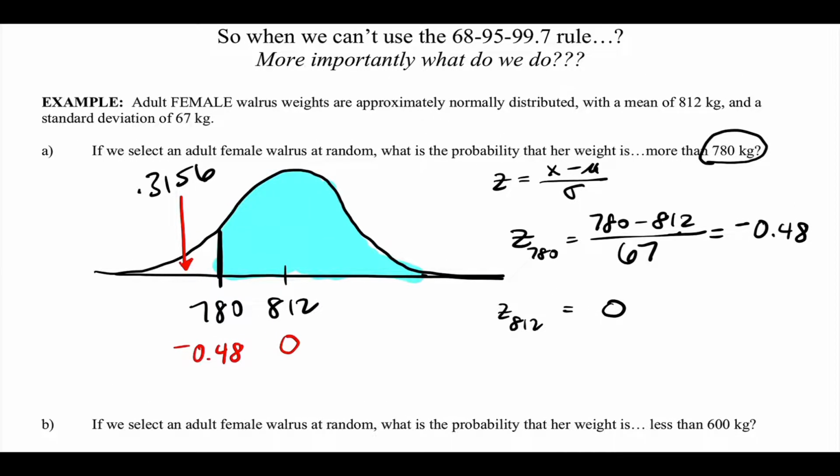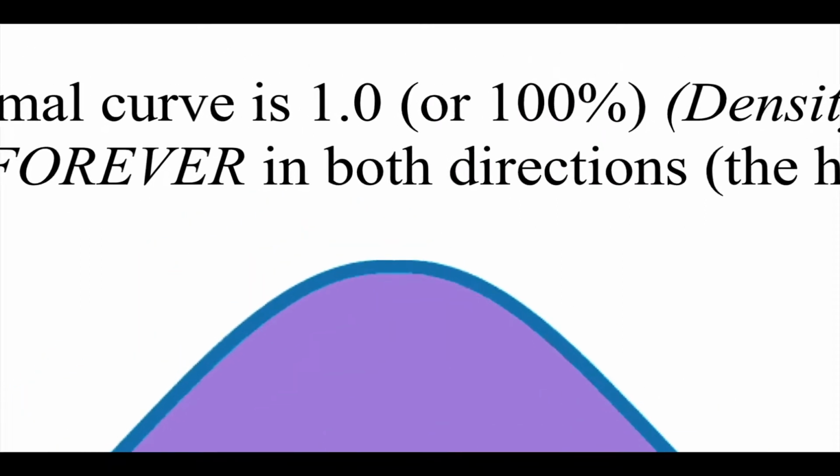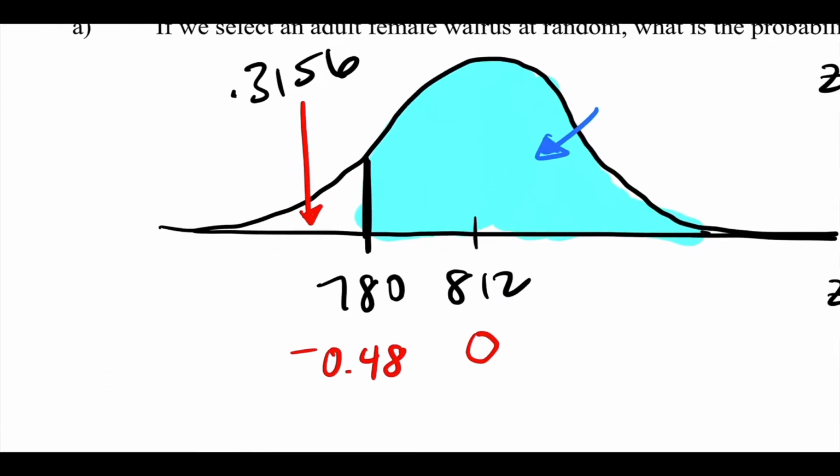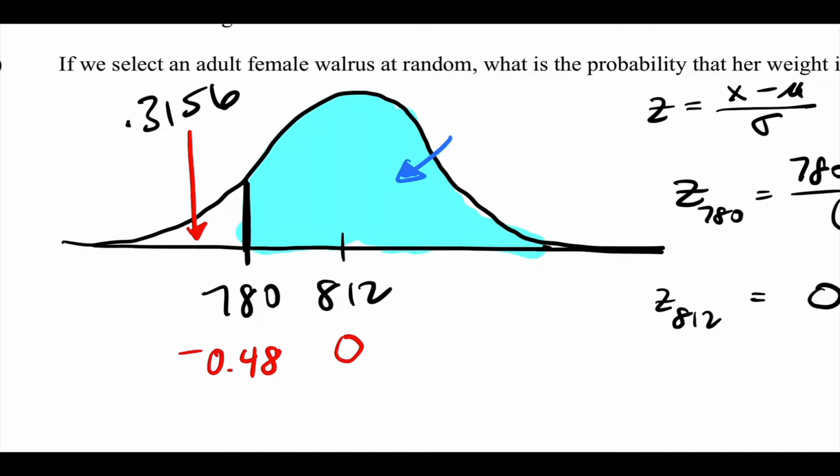So I still haven't answered the question though. What about this side over here? How do I figure that out? The total area is always going to be 1. I know that this part over here is this. So subtract it from 1. So we're going to go 1 minus 0.3156. That'll give me that side.